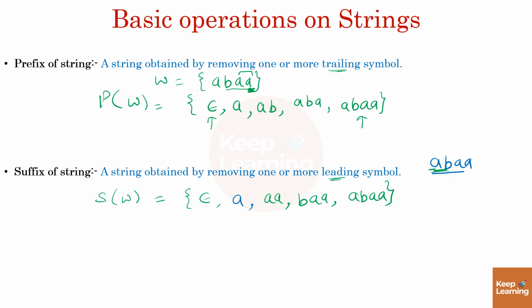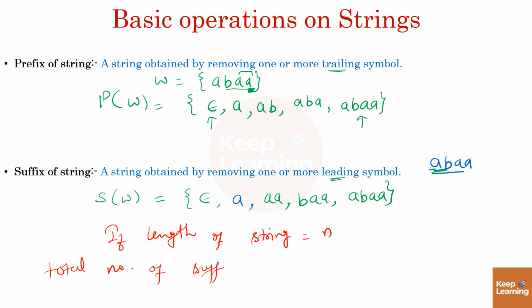So if length of a string is n, then the total number of suffix and prefix will be n plus 1. n plus 1 ही plus 1 क्यों हुआ है? क्योंकि हमें यहाँ पर epsilon ऐड किया है. So n plus 1 total number of prefix and suffix होंगे हमारे पास.